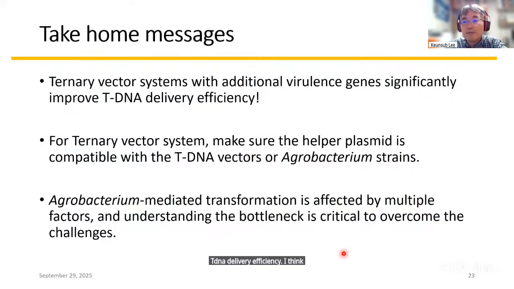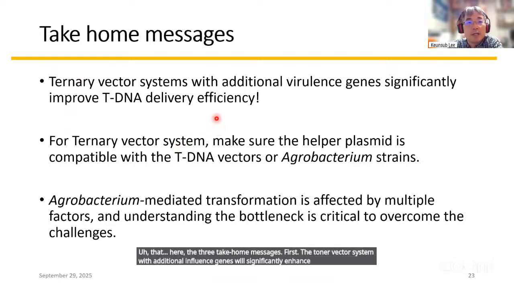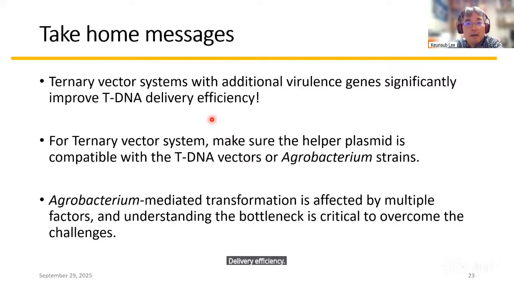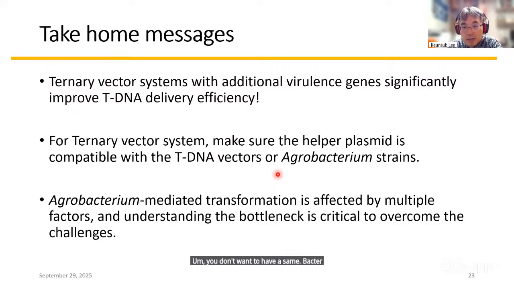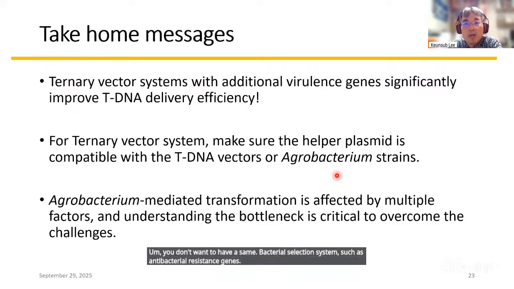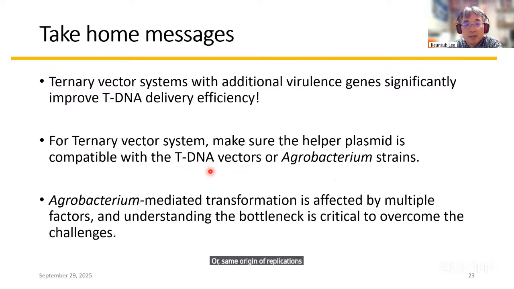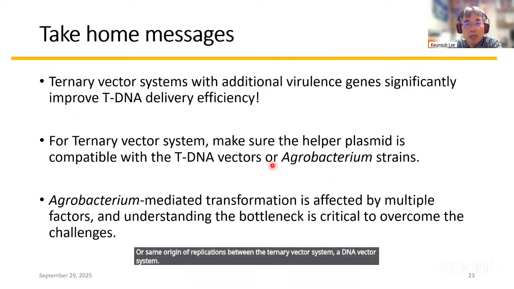I think I went a little bit too fast, but I think we saved some time for our discussion after the talk. Here are the 3 take-home messages. First, the ternary vector system with additional virulence genes will significantly enhance the tDNA delivery efficiency. If you want to implement a ternary vector system, make sure that your helper plasmid is compatible with your existing binary vector system, and also Agrobacterium strains. You don't want to have the same bacterial selection system, such as antibiotic resistance genes, or the same origins of replication between the tDNA vector system and your helper plasmid.